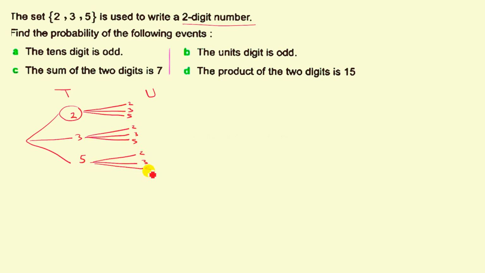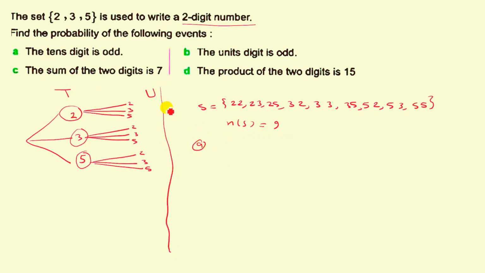2 3 5. Then the sample space is equal to 22 23 25 okay 32 33 35. بعد كده هنا إيه tens 5: 52 53 and 55. How many elements in the sample space؟ هيطلع عندنا إيه 9 elements. نيجي بقى الأسئلة.